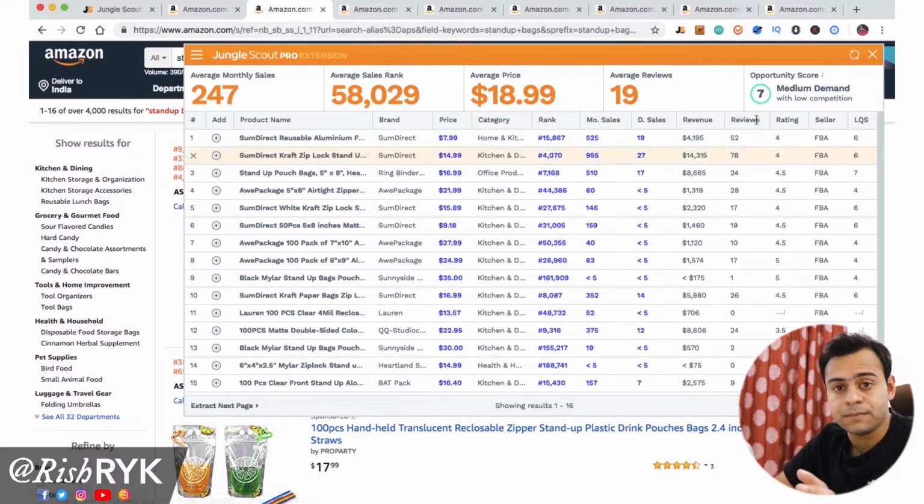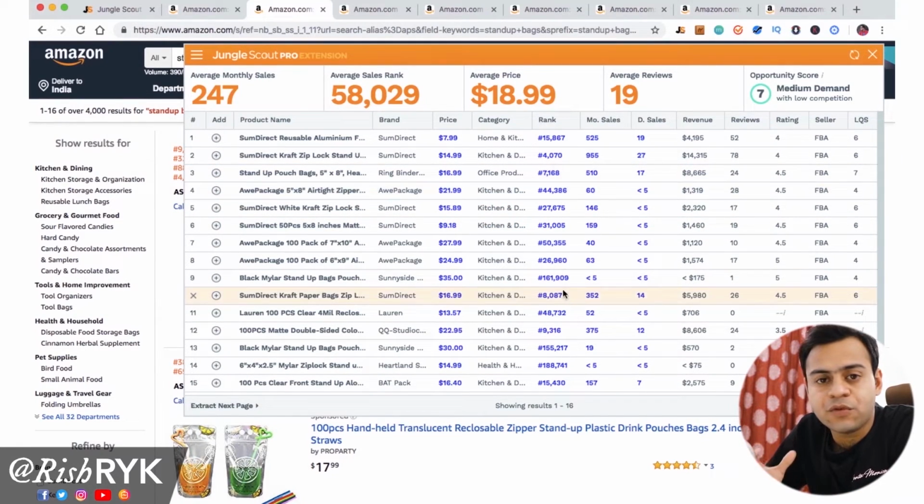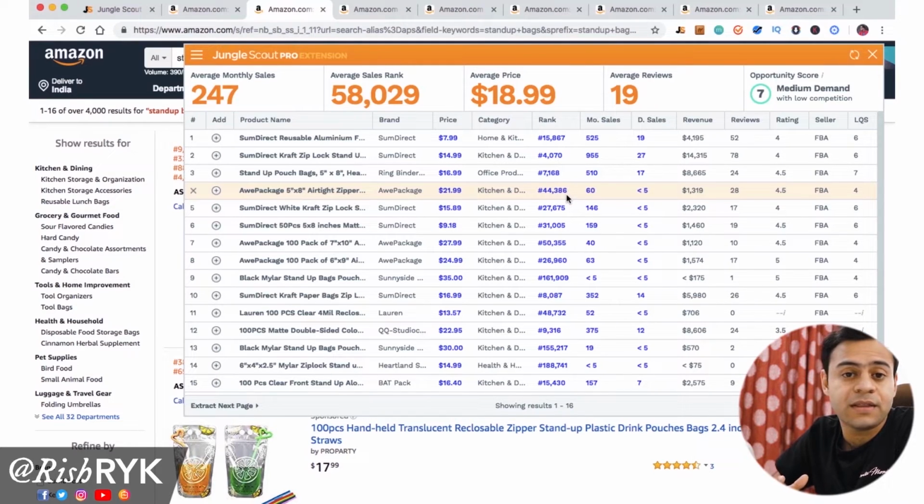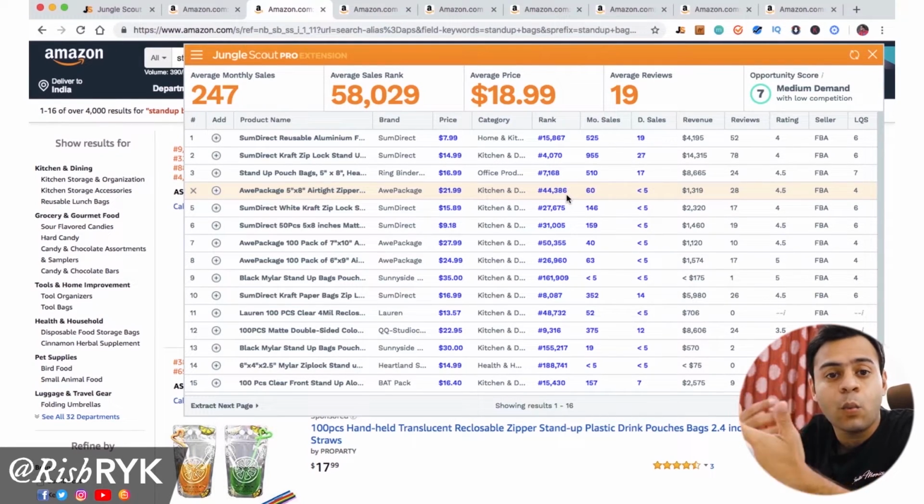Alright, moving on. The next thing that I like to see over here is the rank column, where I like to see if most of the products have a rank under 20,000. Now you might ask, why is that?